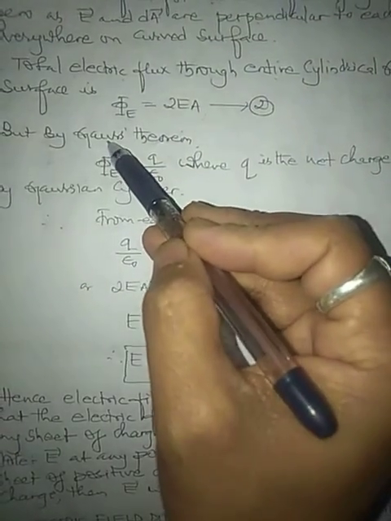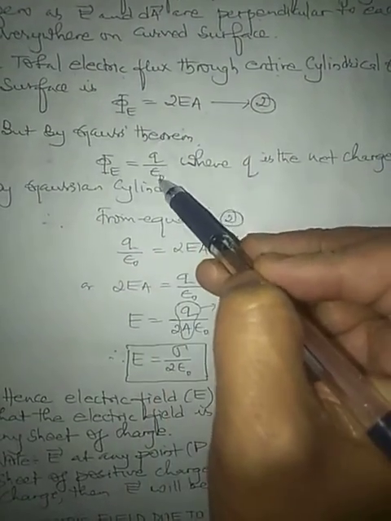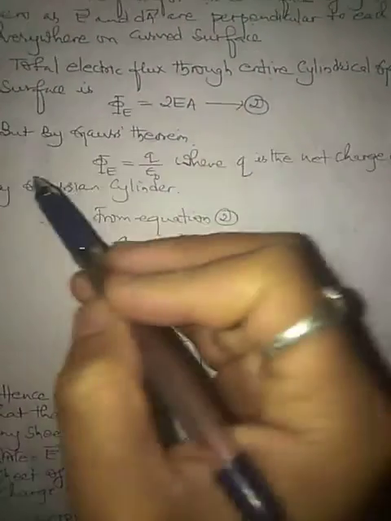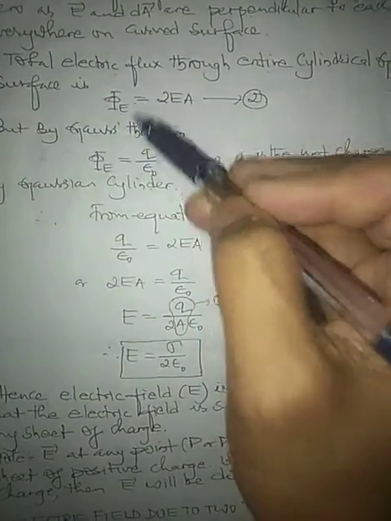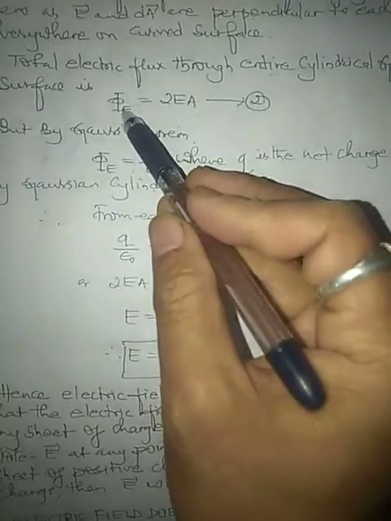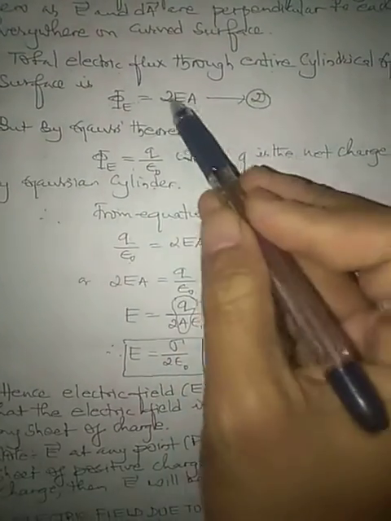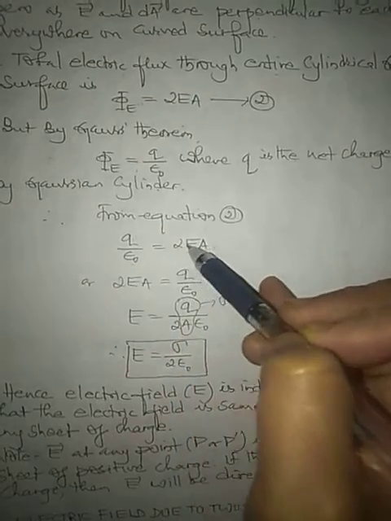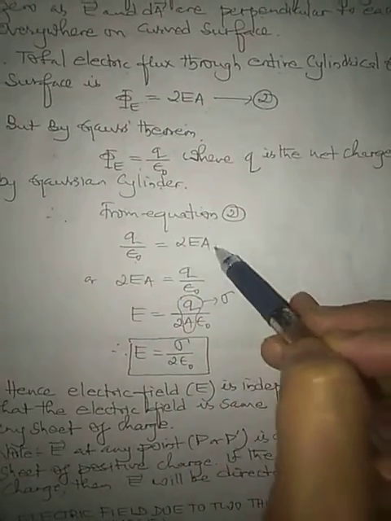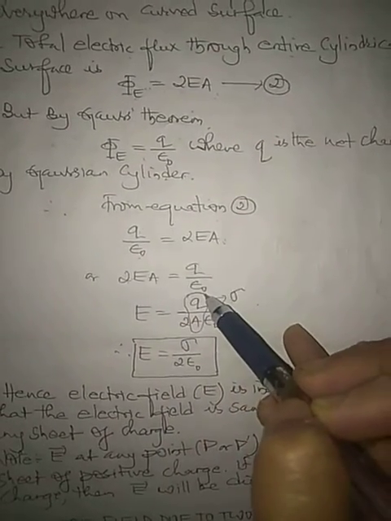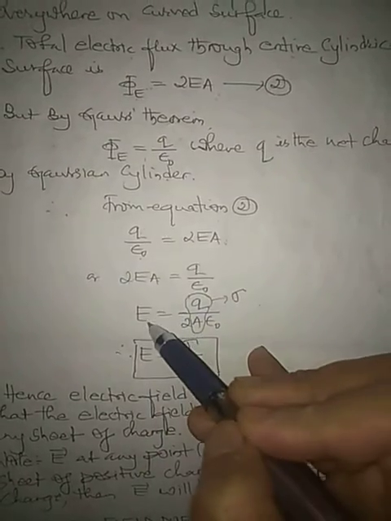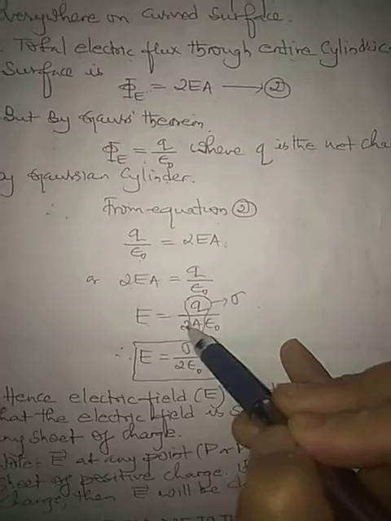But you know, according to Gauss theorem, flux is also given by Q by epsilon naught, where Q is the net charge enclosed by the Gaussian cylindrical surface. That means these two fluxes are equal. So I can write phi as Q by epsilon naught equals 2EA. Which means 2EA equals Q by what? Epsilon naught. Which means from this relation, if I make E the subject, then E equals Q by 2A epsilon naught.